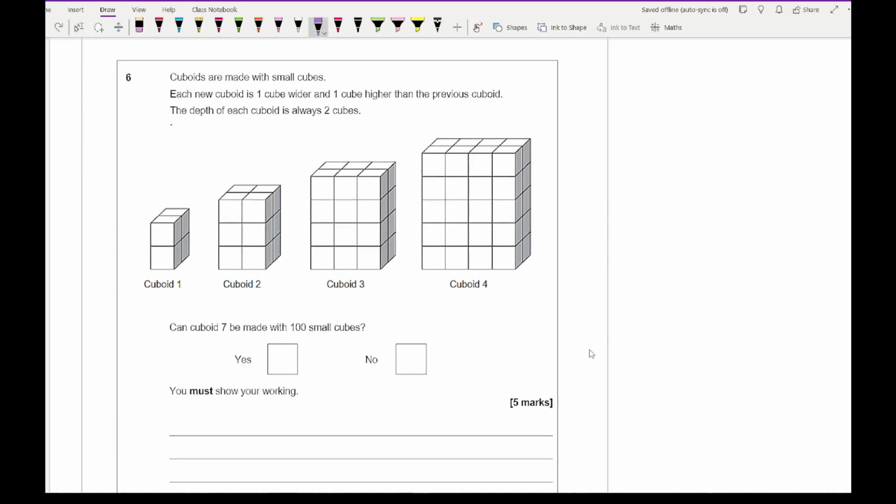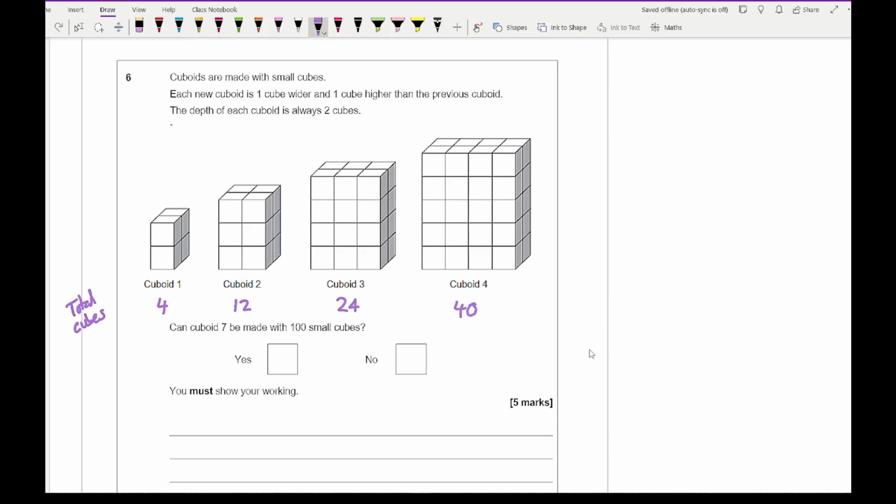Now in terms of working out the total cubes, in pattern 1, the total cubes is 4. In cuboid 2, the number of cubes is 12. Cuboid 3, we've got 24. And in cuboid 4, we've got 40. So let's have a look at working this out. So one thing we've got to do is work out the nth term. Now there's several ways in which you could work this out.